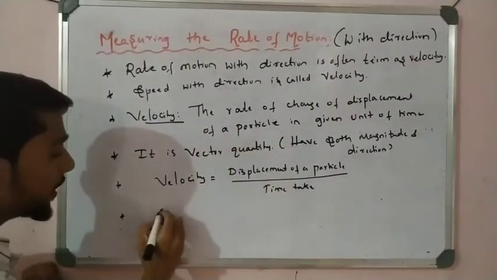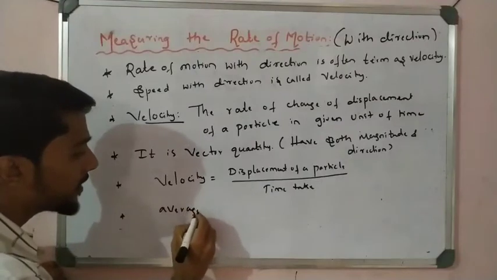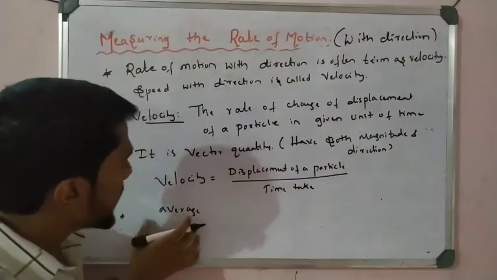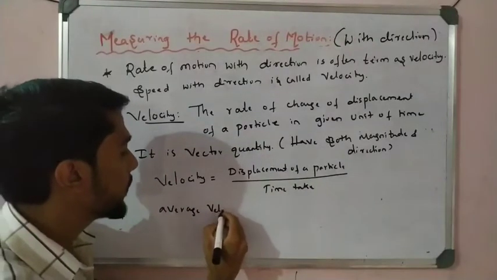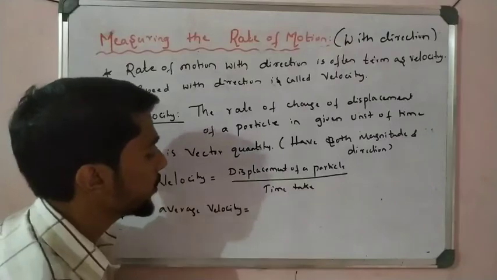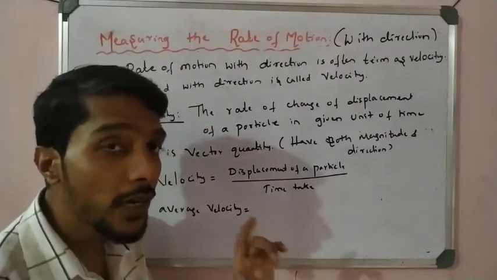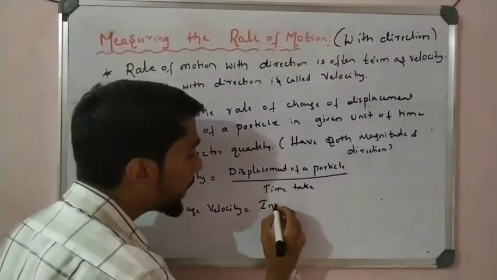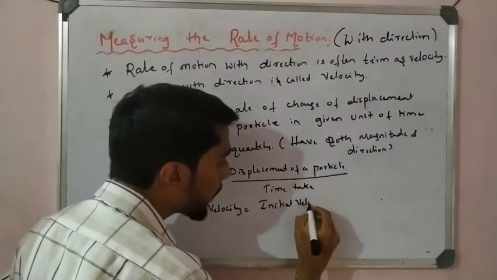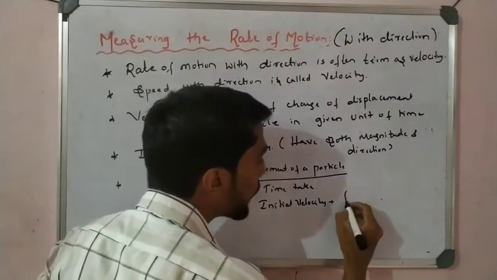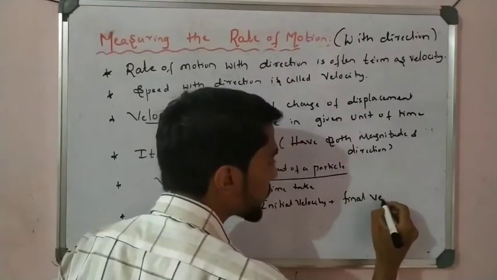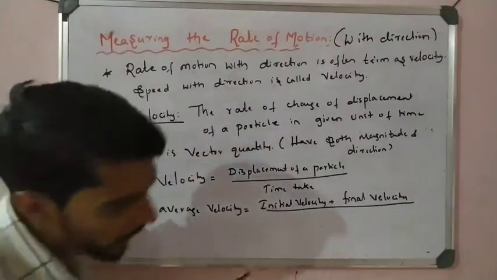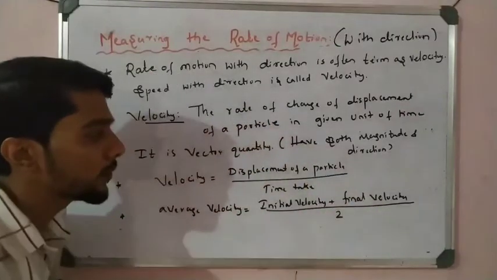So what is average velocity? The velocity of the particle is not the same throughout the journey; it may differ, increase, decrease, or maybe be zero. That is the average velocity. We calculate average velocity by the formula: initial velocity plus final velocity, divided by 2. That is very important.